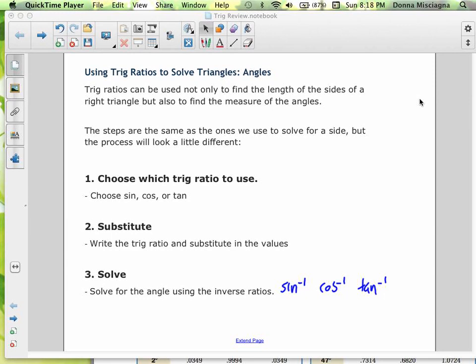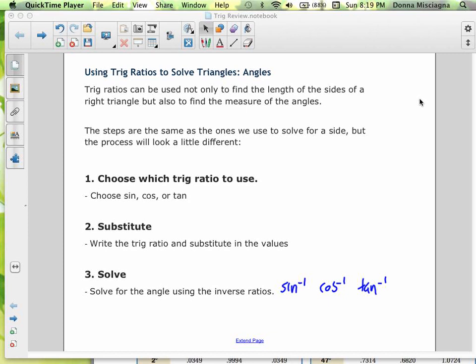First, you're going to choose which trig ratio to use: sine, cosine, or tangent. You're going to write the trig ratio and substitute the values. And then you're going to solve for the angle using the inverse ratios. When we want to denote inverse, we put what looks like an exponent of -1. That means inverse. Right? And we know it's an inverse because it's on a function. If it's on a function, that -1 means inverse. It doesn't mean an exponent of -1.